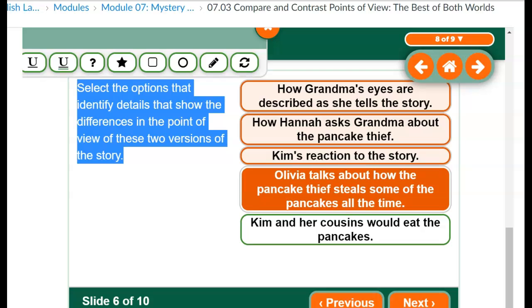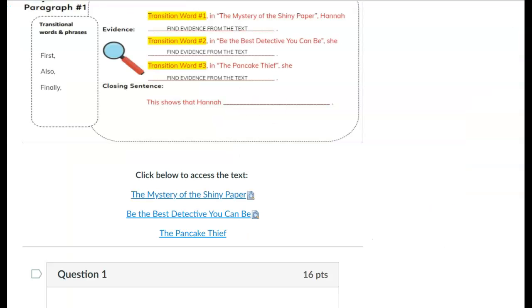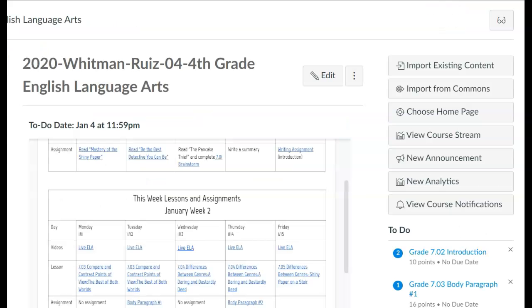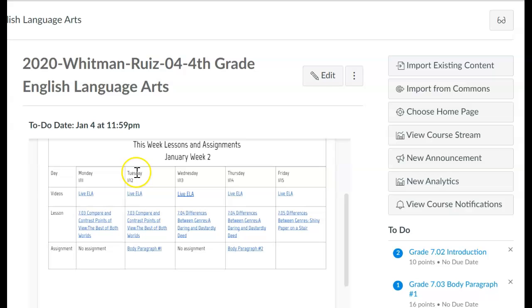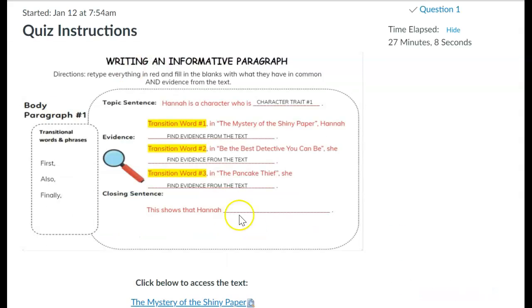So as we start looking at your assignment for today, remember, it's Tuesday, January 12th. Down here is your body paragraph 1 for your assignment. Remember back on Friday when we did the introduction. It gives you all your writing prompts here. The directions say, retype everything in red. All these words you see in red are going to be part of your body paragraph 1. Then you fill in the blanks with what they have in common and evidence from the text.